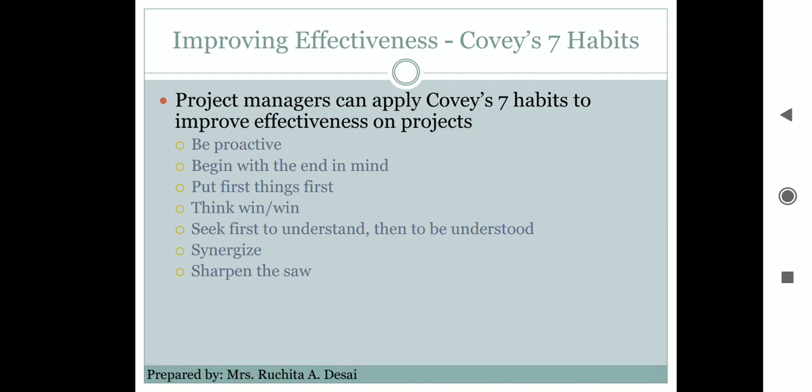Sharpen the saw. When you practice sharpening the saw, you take time to renew yourself physically, spiritually, mentally, and socially. The practice of self-renewal helps people avoid burnout. So the project manager can make sure that they and their project teams have time to retain, re-energize, and occasionally even relax to avoid burnout. This is about the keys for the project: the key to managing people.